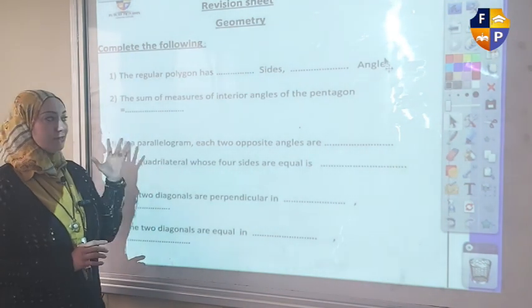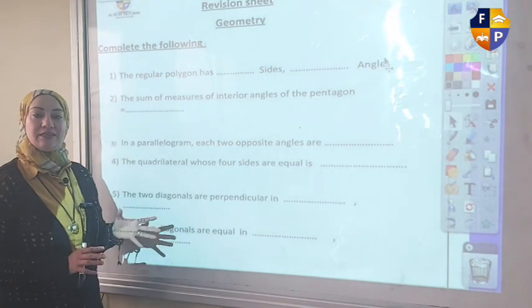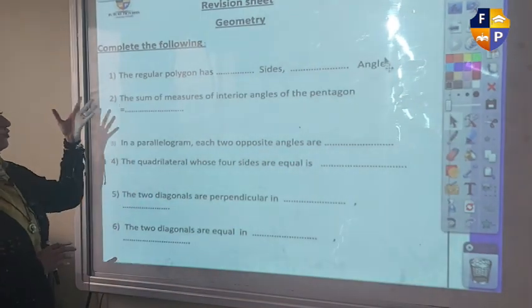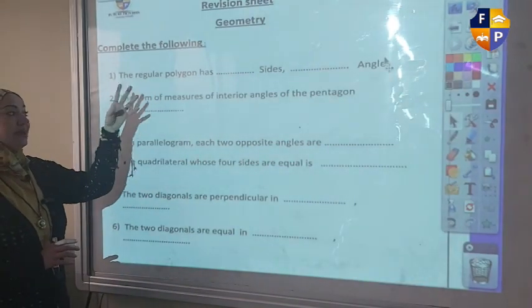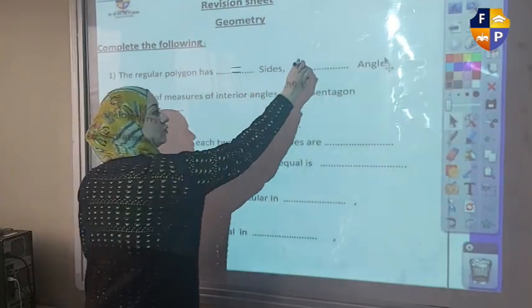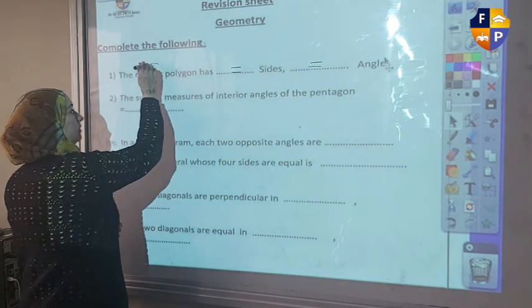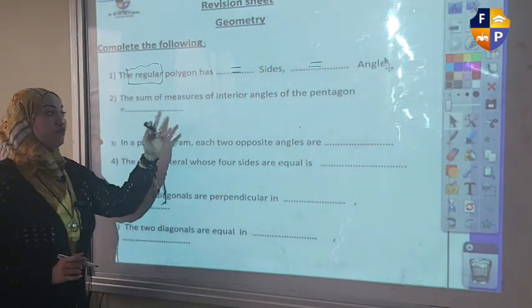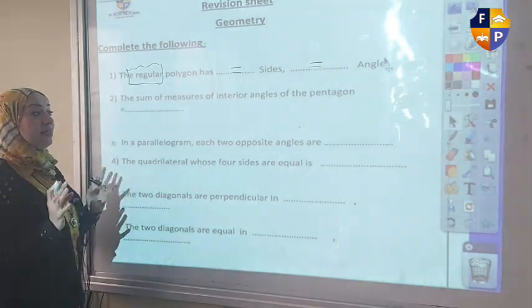We will revise the parts of our curriculum of geometry till the 15th of March in the form of some exercises that are common in exams. Let's begin. Complete the following. The regular polygon has equal sides and equal angles. The sum of measures of interior angles of the pentagon.